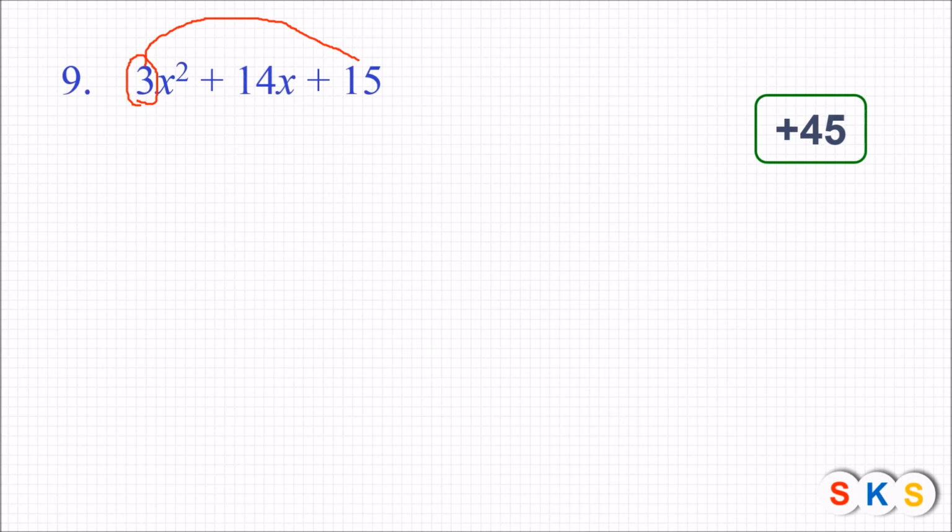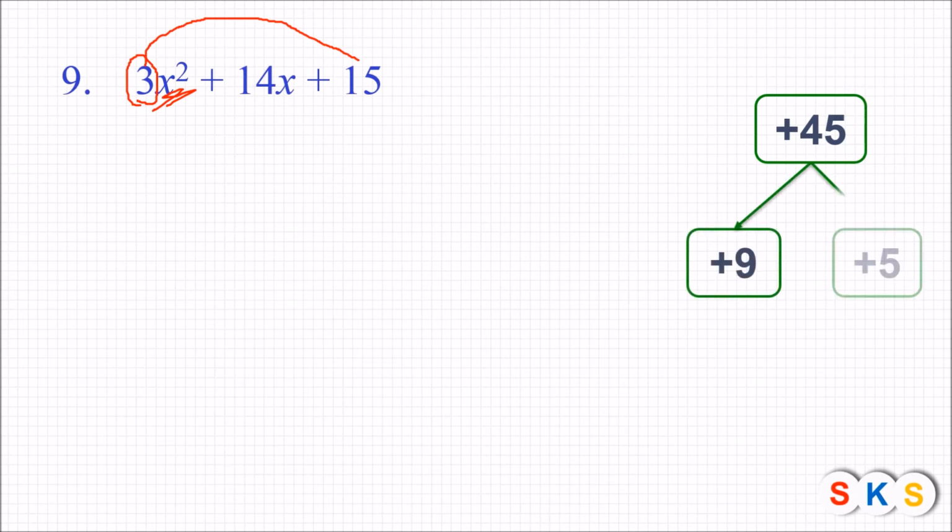You will use this method when the coefficient of the square term is other than 1. In that case, you need to multiply the coefficient of the square term with the last term. You get 45. Now we will find two numbers. When you multiply them, you should get 45, and when you add them, you should get 14. So those two numbers are plus 9 and plus 5. If I multiply plus 9 with plus 5, we get plus 45.